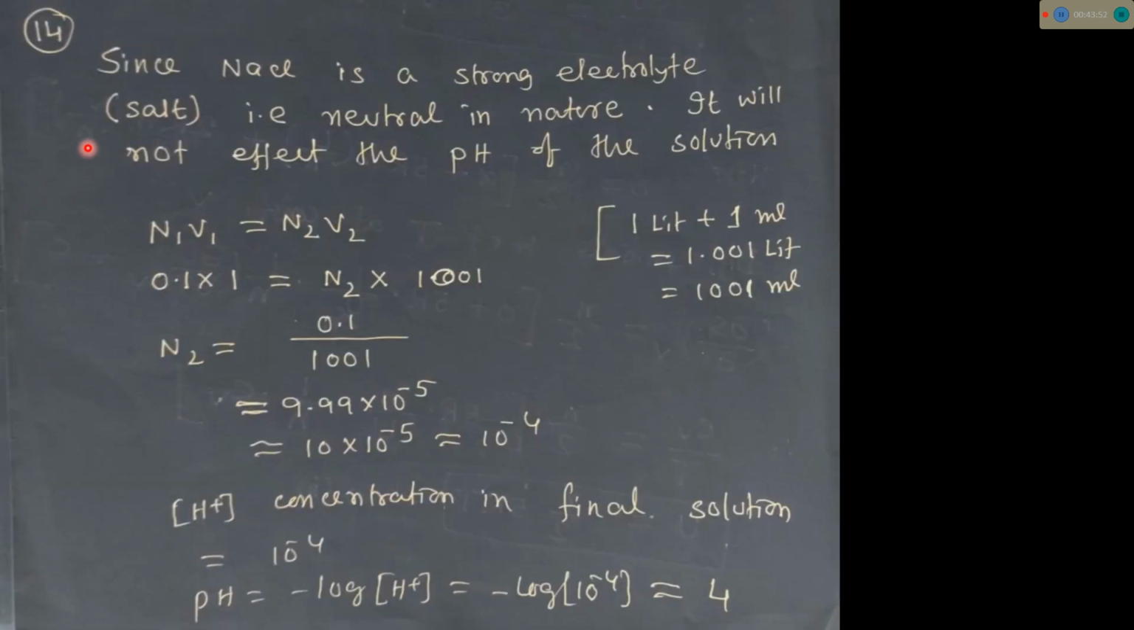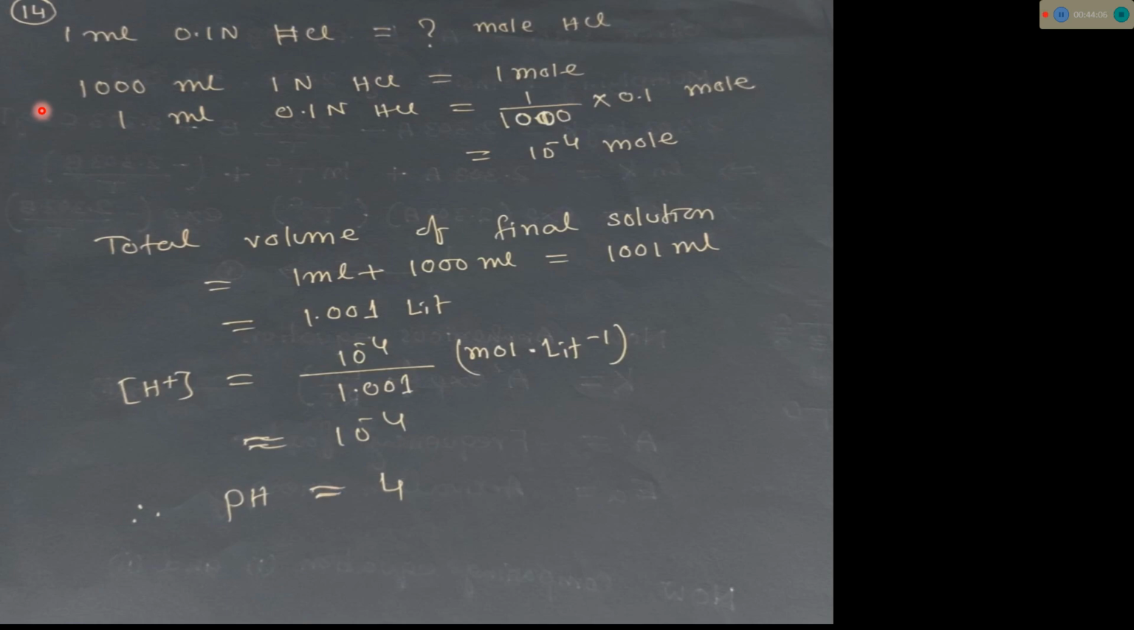So this is the 14th question. Maybe the question was: 1 ml 0.1 normal HCl, if we add 1 ml 0.1 normal HCl in 1 liter of sodium chloride solution. I forgot to mention the question. So the question was: if we add 1 ml 0.1 normal HCl to a 1 liter solution of sodium chloride, then what will be the pH of the resulting solution?